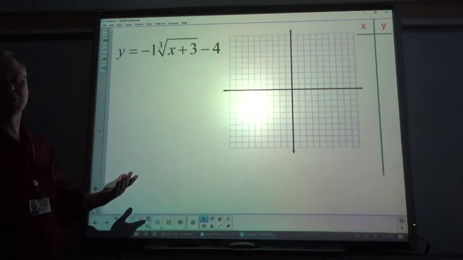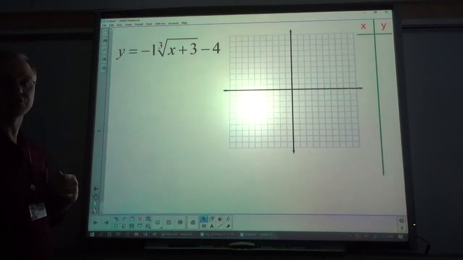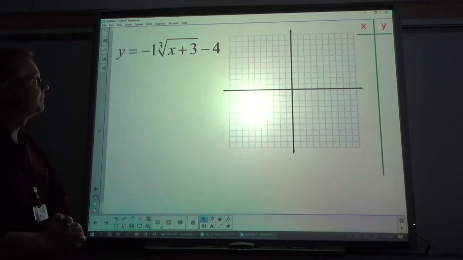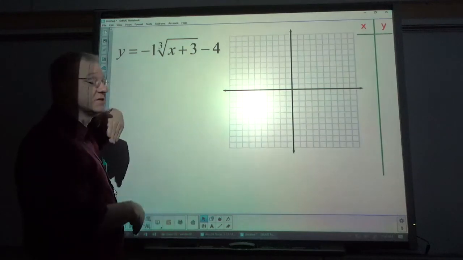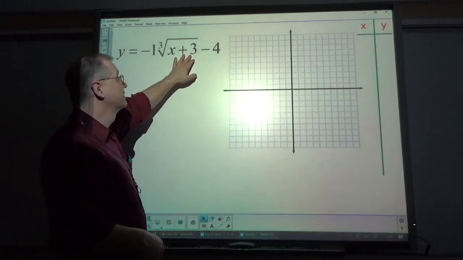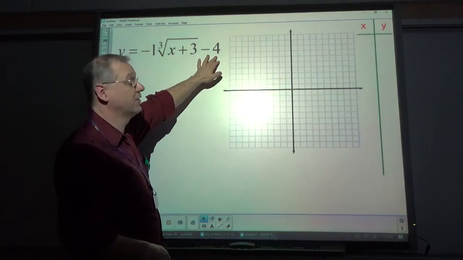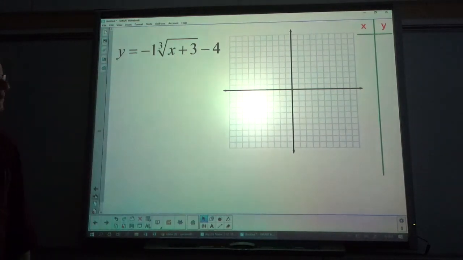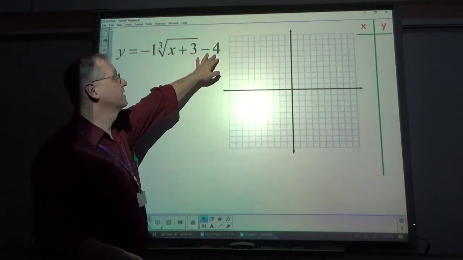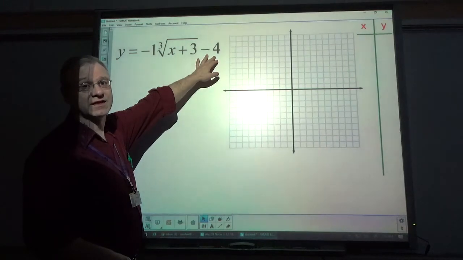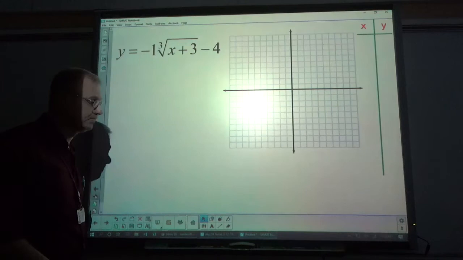This is a much more complicated version, but I bet you could figure out what this is going to do before we even start. It's going to be reversed from what it was before. The center is going to be shifted left 3 and down 4, because the inside shifts opposite, left or right, the outside shifts exactly what it looks like, up or down. And this either flips it or leaves it the same.